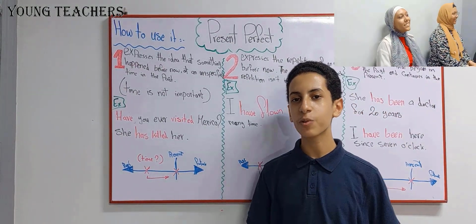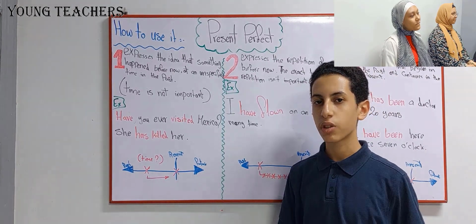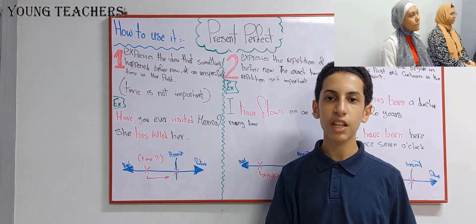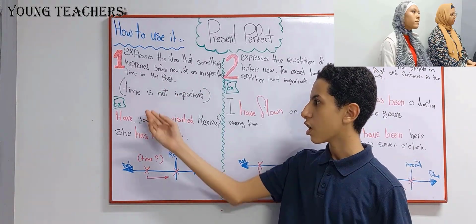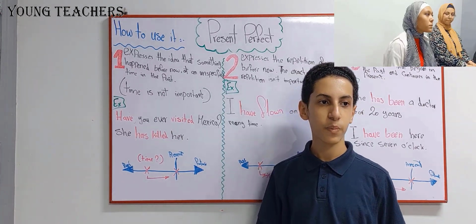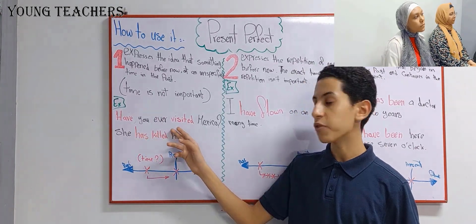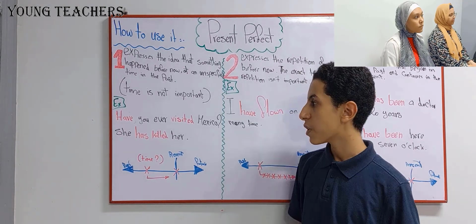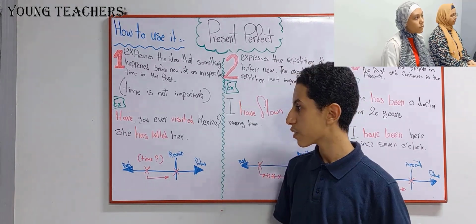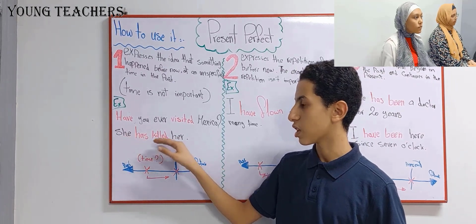Okay, so now let's see how to use the present perfect. The first use expresses the idea that something happened in the past, before now, at an unspecific time, and the time isn't important. What does it mean that time isn't important? For example, have you ever visited Mexico? It is important whether they visited Mexico or not, but it isn't important when they visited Mexico. Another example, she has killed her. It isn't important when she killed her. The important part is that she has already killed her.